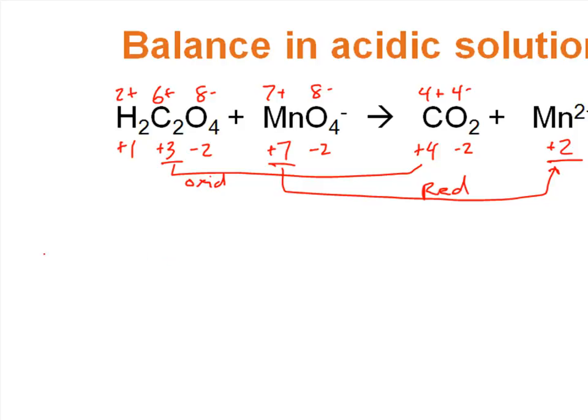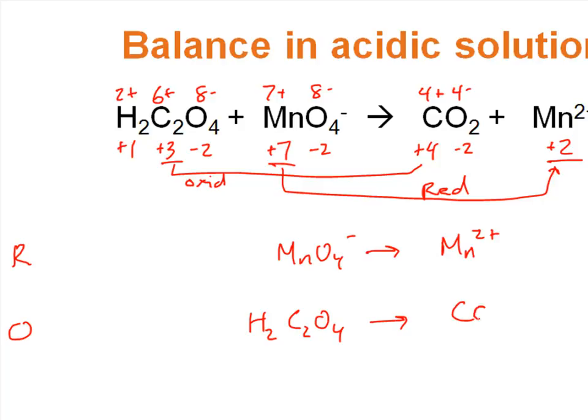So I'm going to write the reduction one first, just because it has the MnO4 minus ion in it, and that is going to form Mn2+. And then the oxidation reaction is the H2C2O4, and that is forming our CO2. So once you've written down the half reactions, the next step is to balance all elements except oxygen and hydrogen.